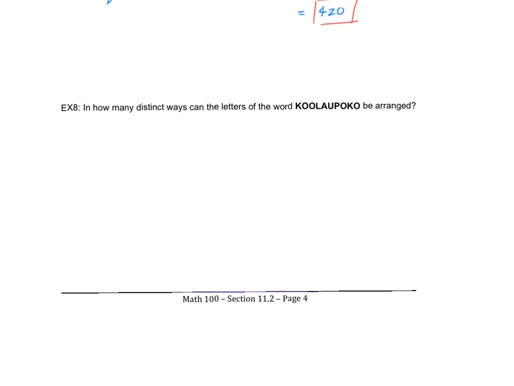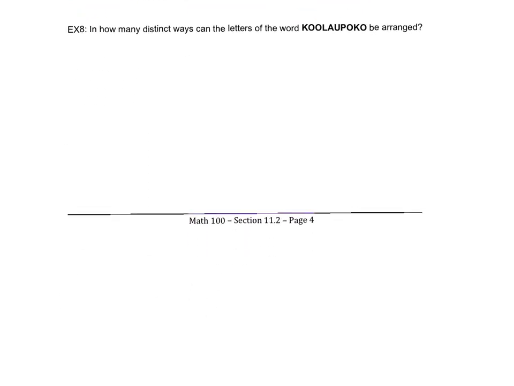Last example using this formula. In how many distinct ways can the letters of the word Ko'olaupoku be arranged? So let's count up all those letters. It looks like I have 3, 6, 9, 10. So n is 10. Now the K, I have 1, 2 of them. So my formula is going to be the total, 10 factorial, over K is 2, so I have 2 factorial. O, 1, 2, 3, 4 O's, so 4 factorial.